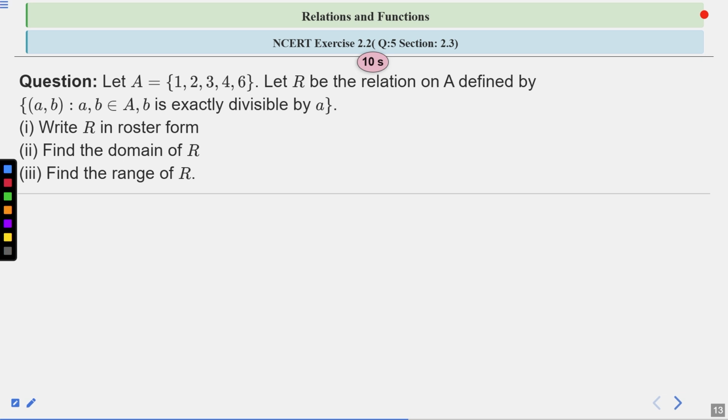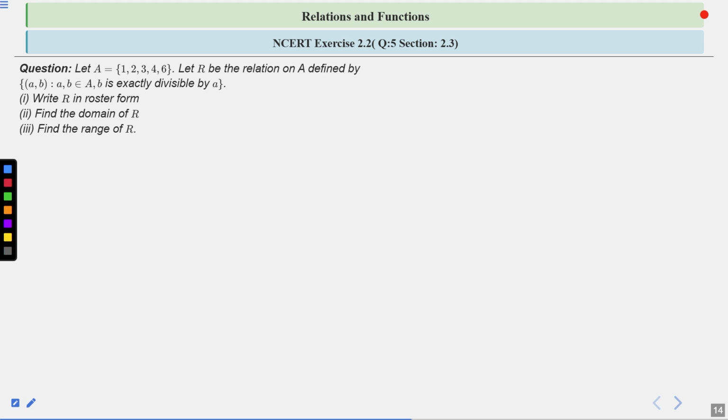You'll have some seconds to try this problem. Then afterwards, we will move on to the solution slide. So your time starts now. The time is up. Quite simple question. The relation is already described. You just have to associate a to b in such a manner that b must be exactly divisible by a.